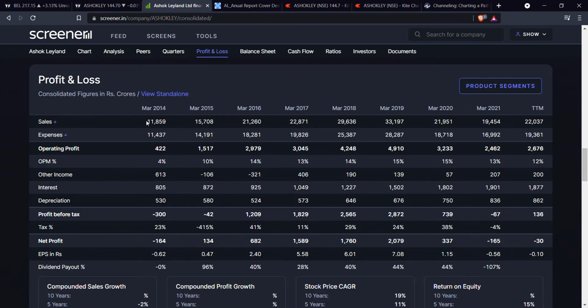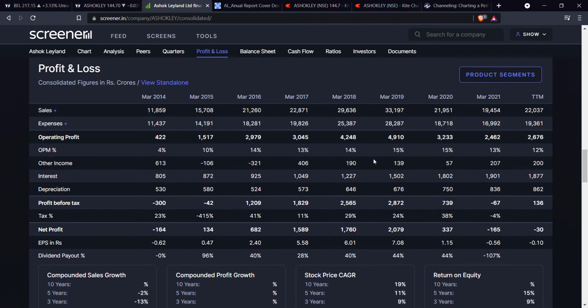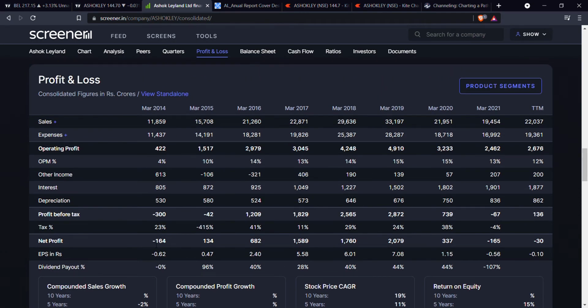As you can see here, from 2014 to 2019, the revenue grew from 11,800 crore to 33,000 crore, and back then it was loss making, going from minus 164 crore to a profit of 2,000 crore. And then the pandemic hit in March 2020, and the whole auto industry was already not in a very good place, and the sales started declining.